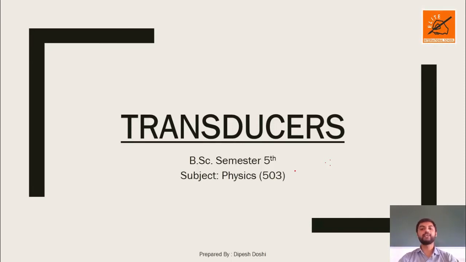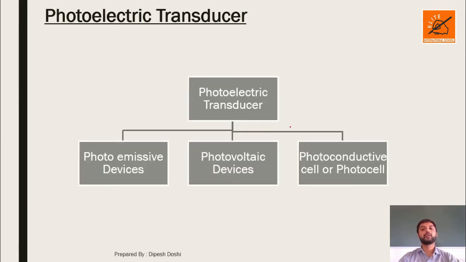In the last lecture we have seen that there are different types of temperature transducers, strain gauge, etc. In this lecture we are going to learn about photoelectric transducers. So let's start. There are mainly three types, and those are photoemissive devices, photovoltaic devices, and photoconductive cells or photocells. So let's learn about these in detail.